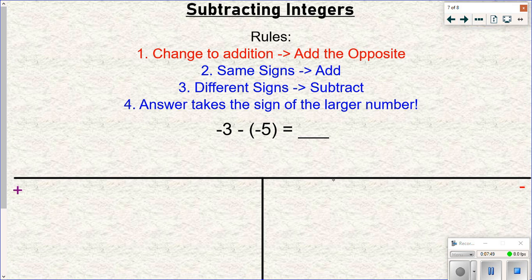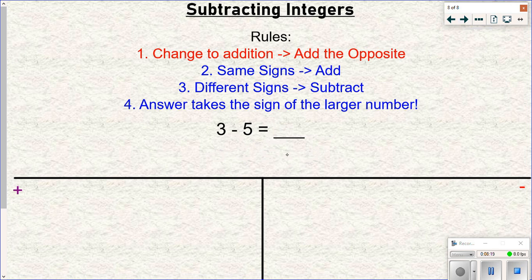All right, I've got 2 more for you. Again, first number, don't change it. Change the subtraction to addition. And then change the -5 to a +5. Again, here we have a battle, right? Positives are going to win because there's more of them. How many more of them are there? There's 2 more positives than there are negatives. The positive wins, so it's a positive answer.